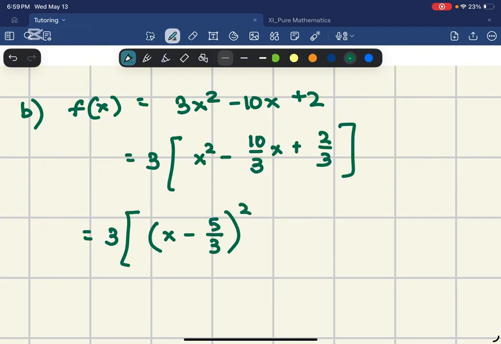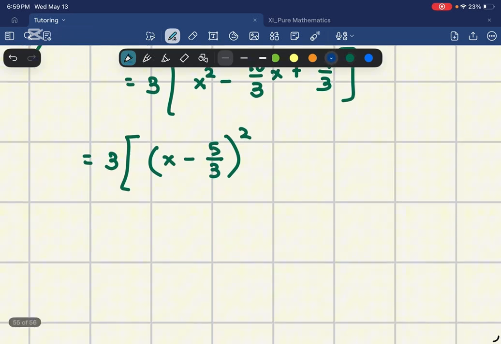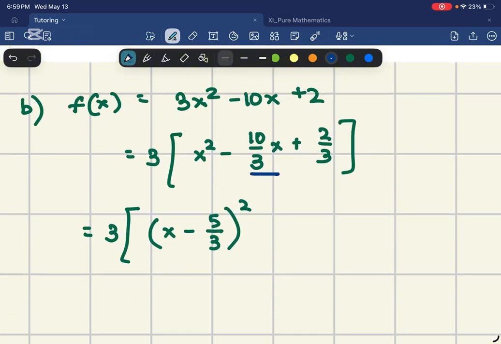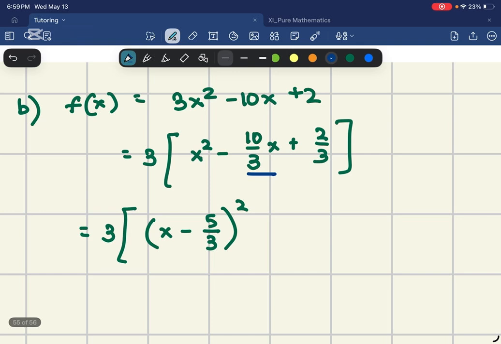So that gives me x squared minus 10 over 3x. And now I have, if I square 5 over 3, I get 25 over 9. So I'm going to do it a bit quickly. But let me just show you the idea. I want to take half of my b term and then put it inside the term that I'm squaring, right? So half of 10 over 3 is 5 over 3. So I put x, I copy the sign here. So x minus 5 over 3 squared.